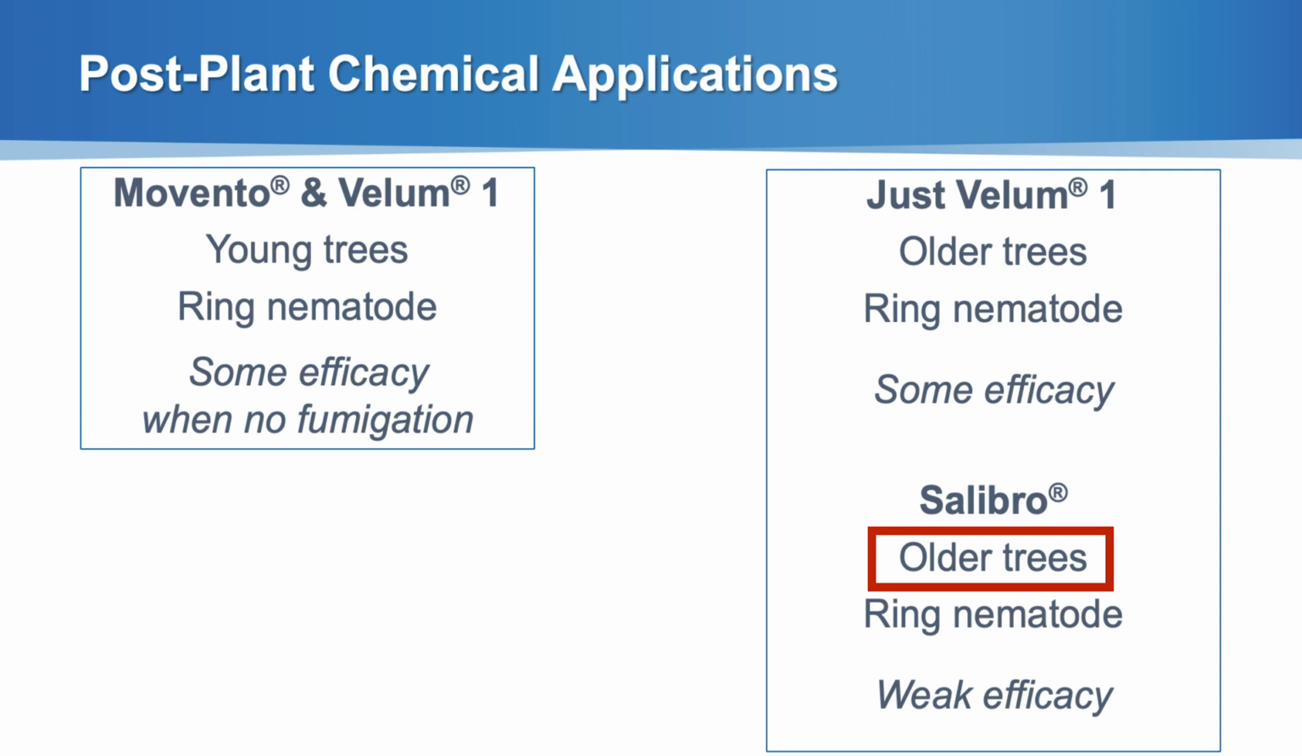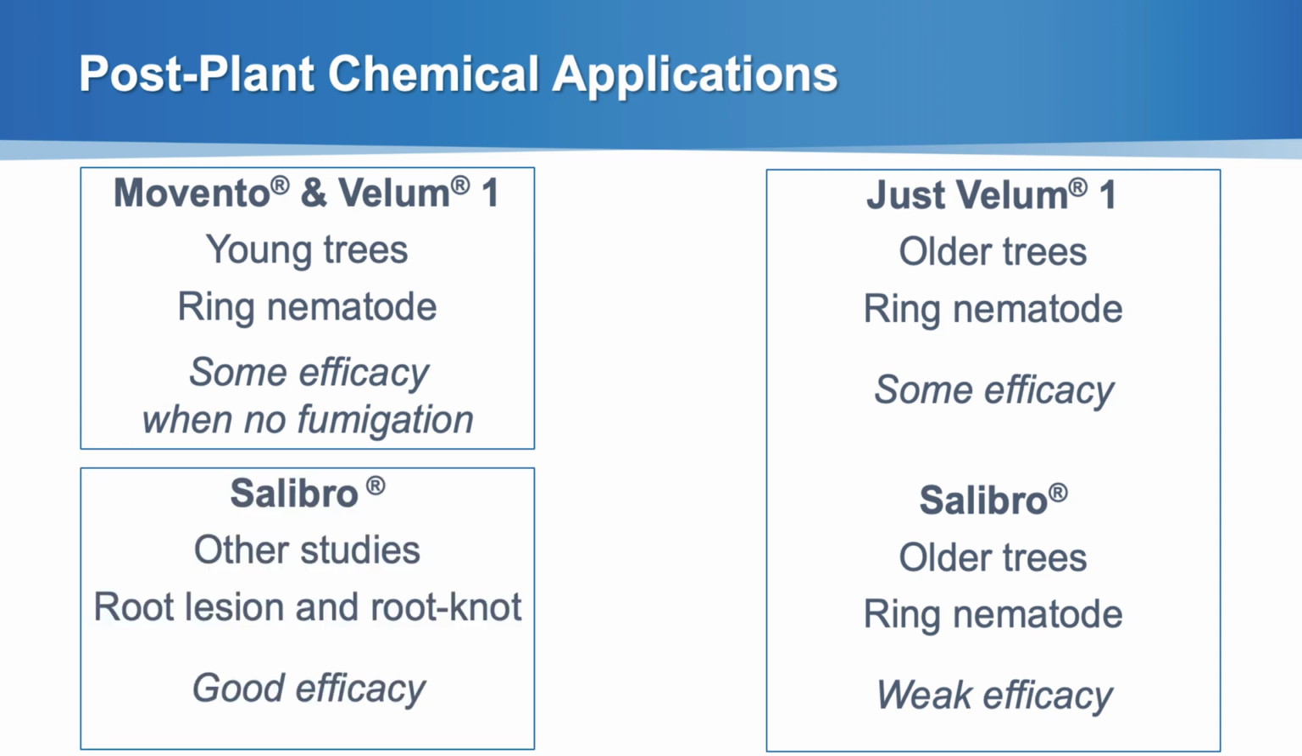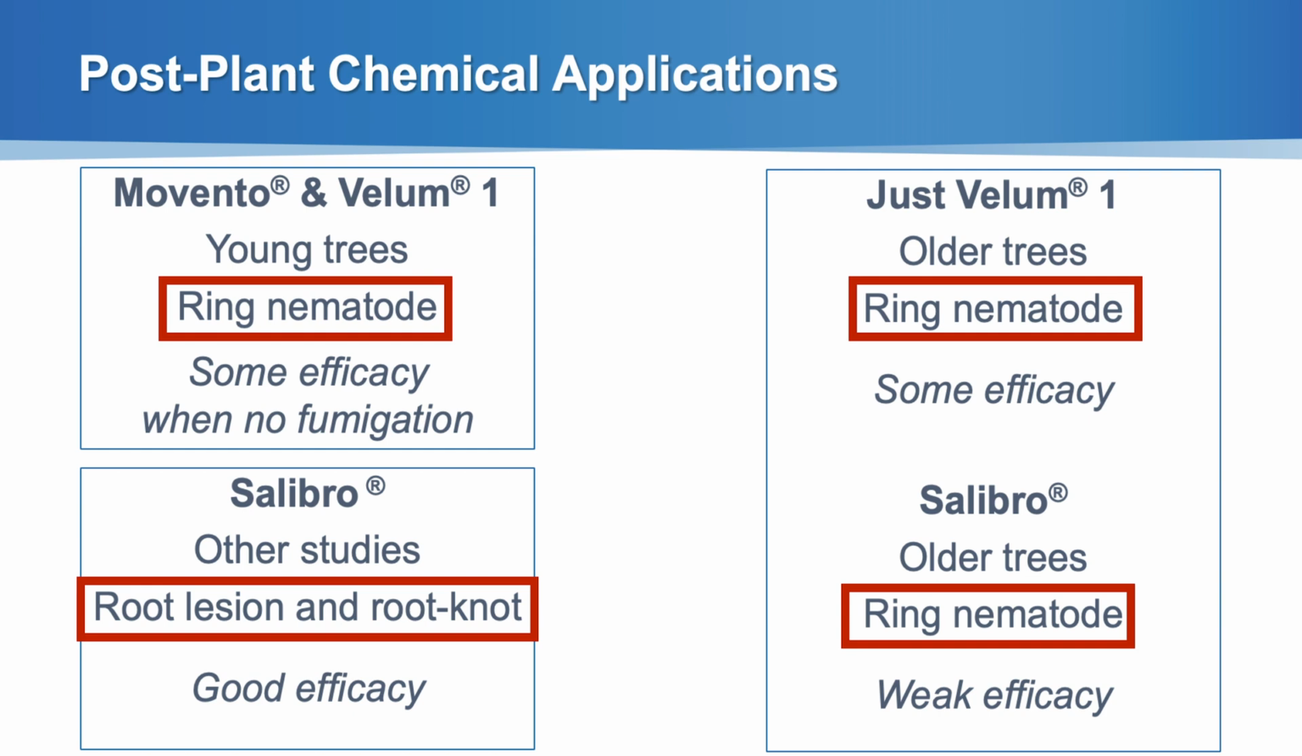And there are some studies I'm aware of where Cerebro has also continued to show that it's generally weak for ring. But in other studies, it is fairly good if you're dealing with root lesion and root knot. But what you're dealing with matters.